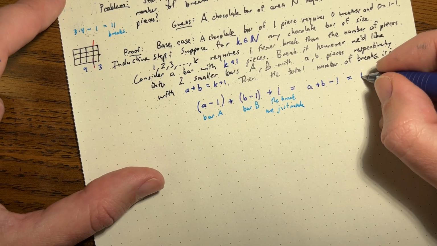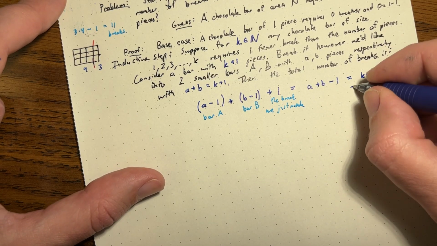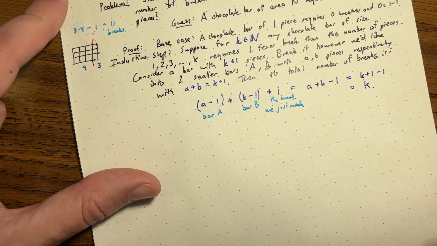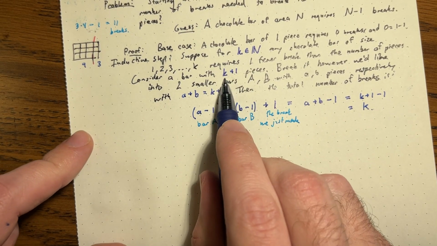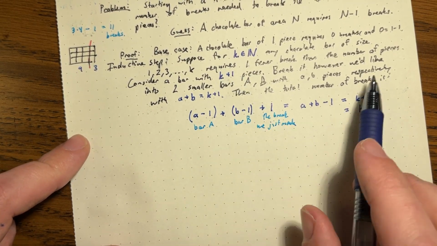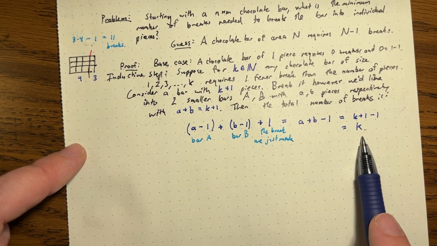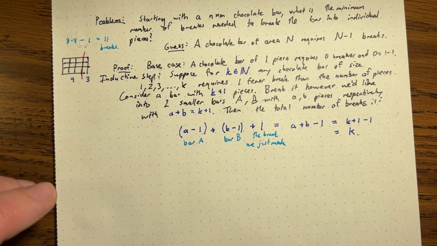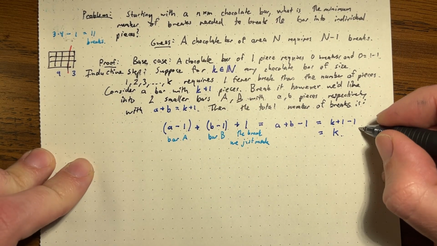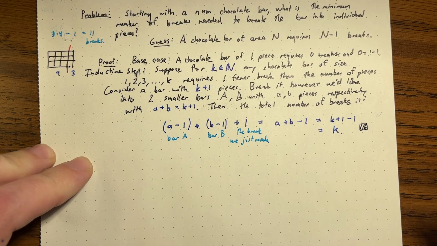But this is k plus 1 minus 1, which is k, which is what we wanted to prove. We wanted to prove that a bar with k plus 1 pieces will require one fewer breaks, which would be k. Okay, so that is the end of the chocolate bar proof.